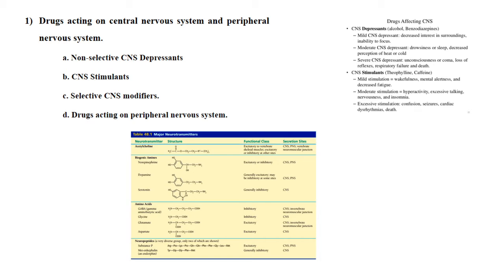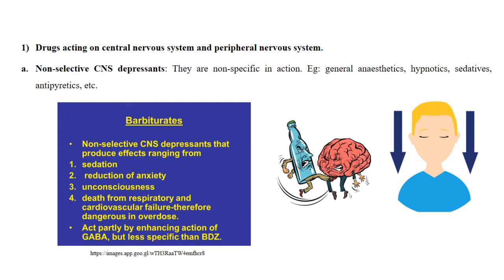And now we can enter into the topic, drugs acting on the central nervous system and peripheral nervous system. We know that the central nervous system means brain and spinal cord, and the peripheral nervous system is branching from the spinal cord.